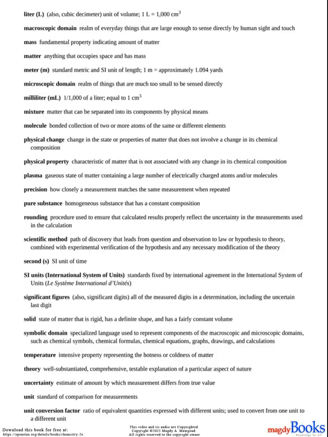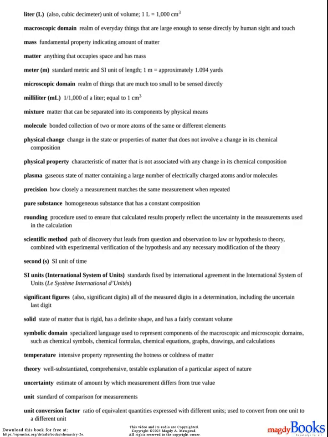47. Symbolic domain. Specialized language used to represent components of the macroscopic and microscopic domains, such as chemical symbols, chemical formulas, chemical equations, graphs, drawings, and calculations. 48. Temperature. Intensive property representing the hotness or coldness of matter. 49. Theory. Well-substantiated, comprehensive, testable explanation of a particular aspect of nature.